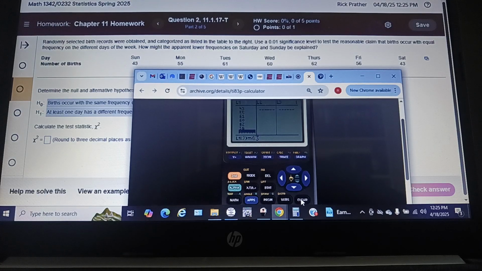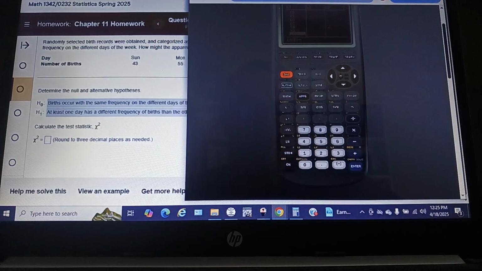So you usually can't definitively tell just by looking at the numbers. But you can sometimes get an idea, yeah, that seems like the weekend is a little lower than the rest of them. Maybe that's a significant difference, or maybe not.